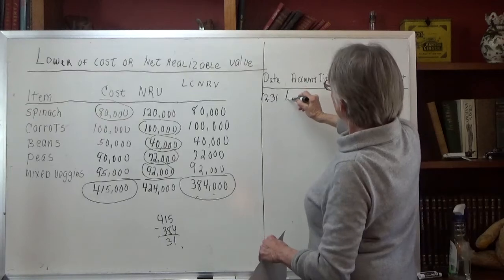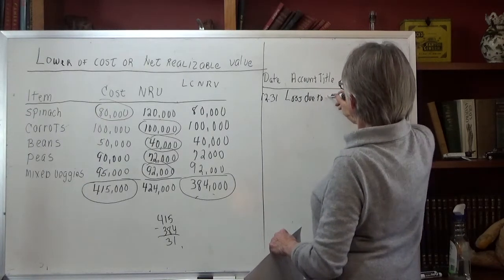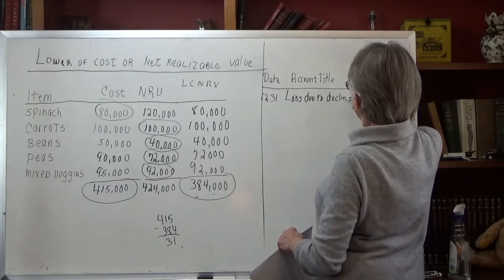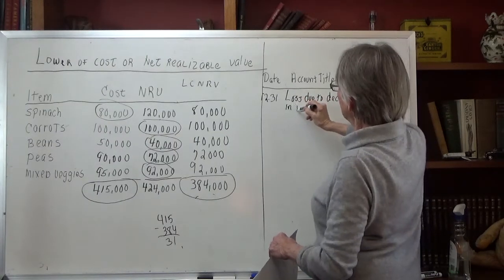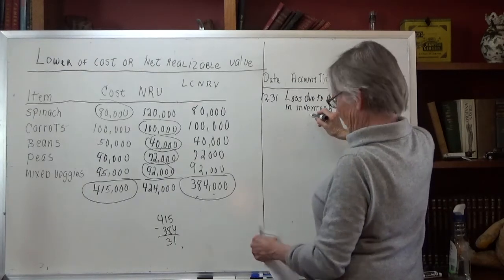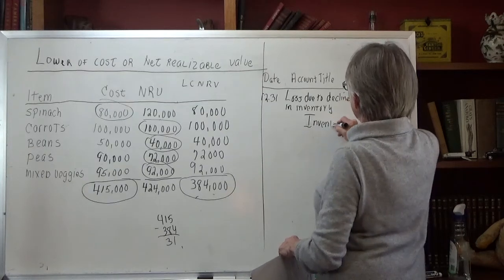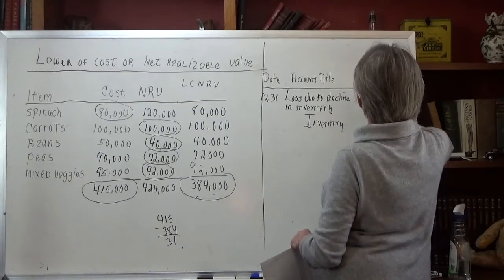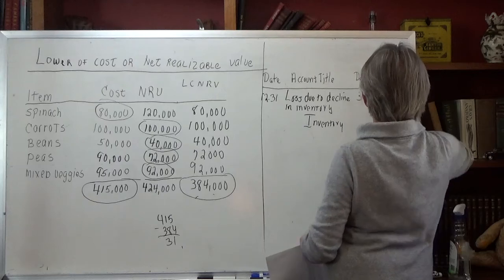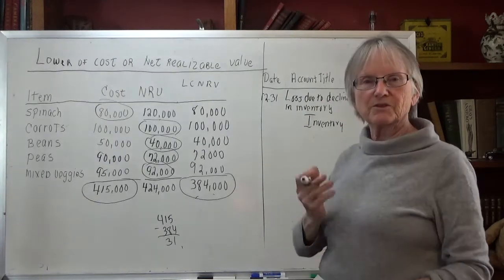Okay. So in that case, we make the journal entry, and presumably it would be like 12/31, and we would simply debit loss due to decline in inventory value. It's kind of a long name. And then we would credit our inventory account for the $31,000.